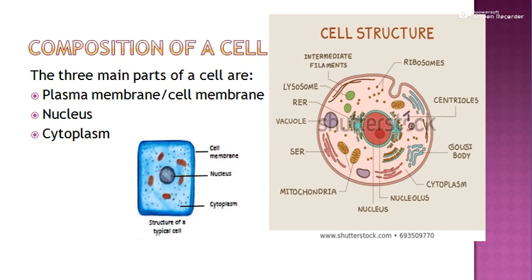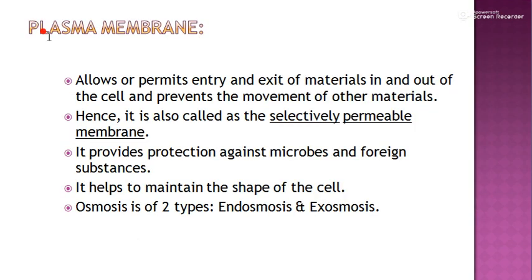The very first part of a cell is plasma membrane, also known as cell membrane. It is the outermost covering of the animal cell, not of the plant cell. It allows or permits entry and exit of materials in and out of the cell and prevents the movement of other materials.